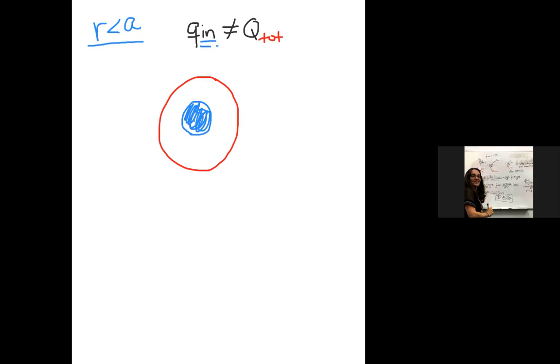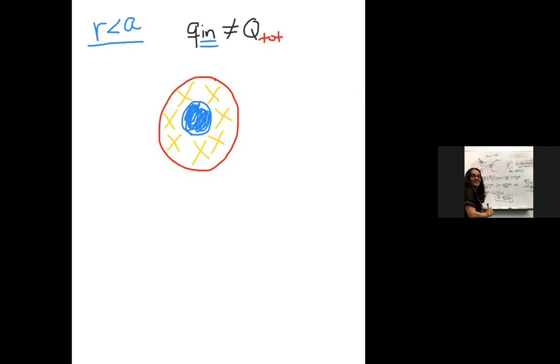So my charge inside can only be the blue. I do not need all of this charge out here. I don't need that. I only need the charge inside my Gaussian. And that's where we have to focus on. Okay, so this is where we really look at our charge distribution.